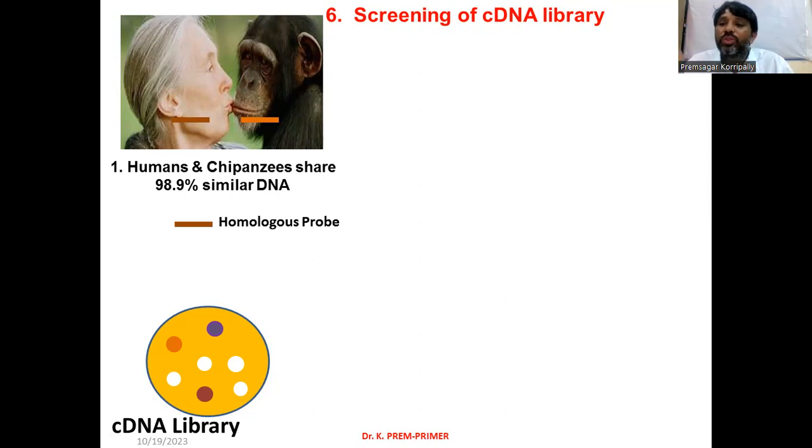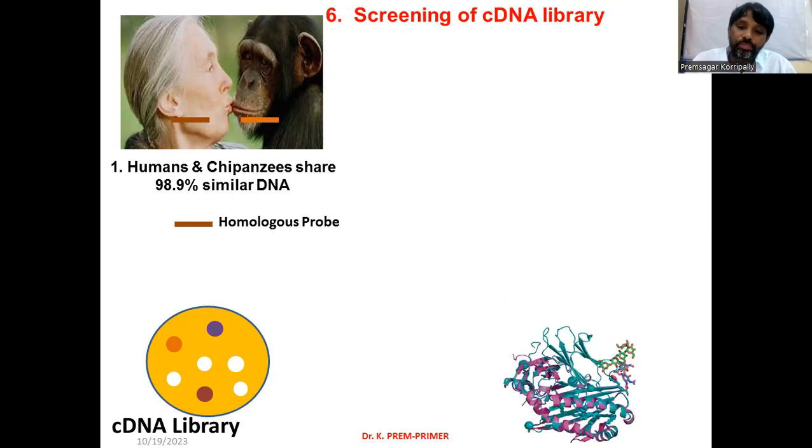Homologous probes can be used to screen the cDNA library of related species. As I told you, if you have a protein of a particular organism, then you can raise the antibody. That antibody can be used to screen the clone of your interest through Western blotting.